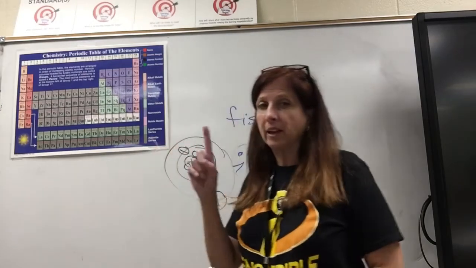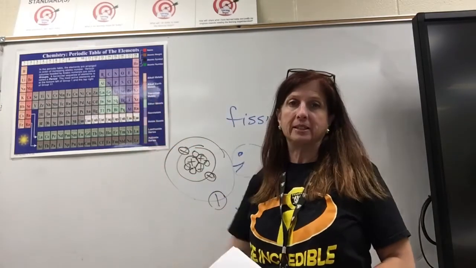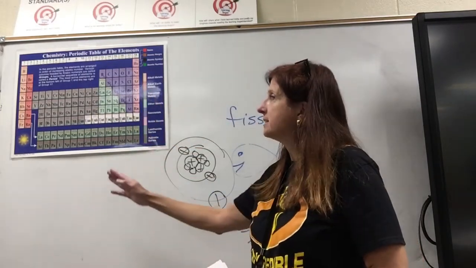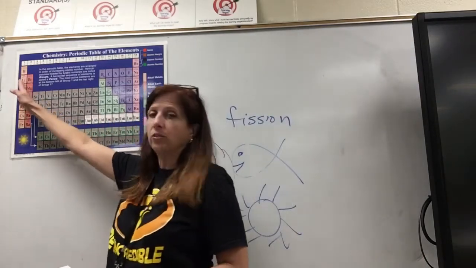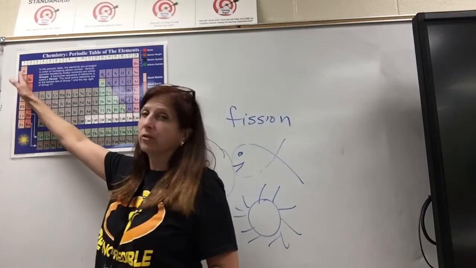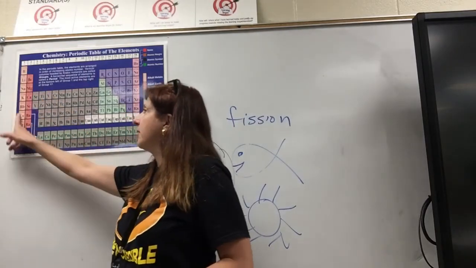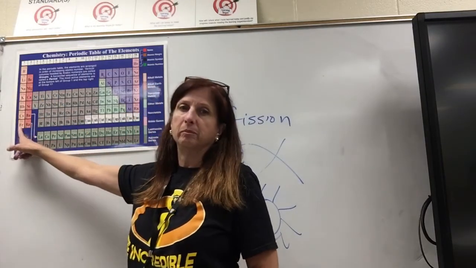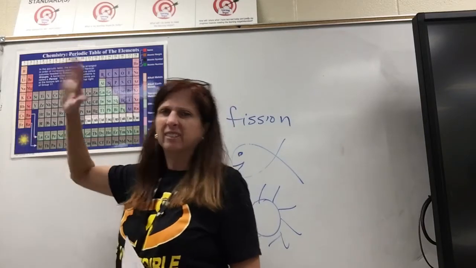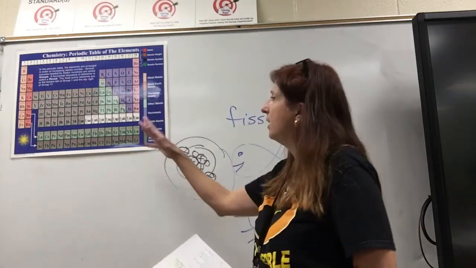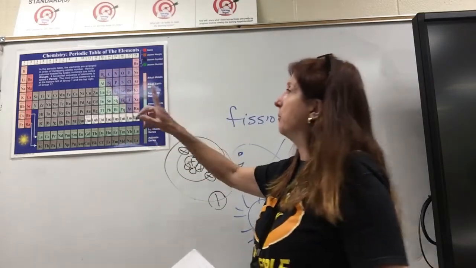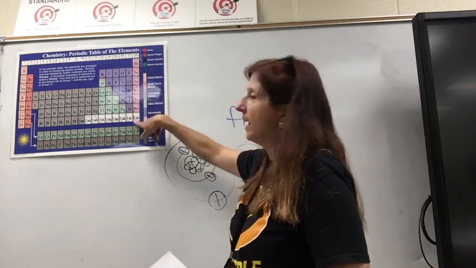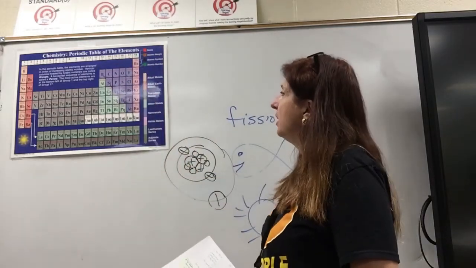Also, the one other thing I meant to say when we were talking about the families on the periodic table is that the alkali metals over here are the most reactive, and they get more reactive as you go down. So really francium is, I would say, the most reactive, depending on what you're talking about, but it just, boom, reacts like that with water. And then noble gases are unreactive.